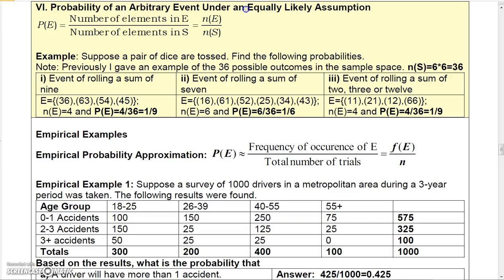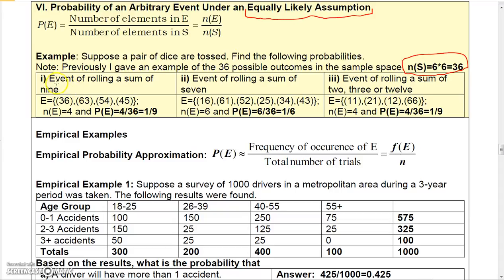Now under normal circumstances, when we toss a single die, we'll assume that all 6 values are equally likely to occur. And if we toss a pair of dice, we'll assume that all 36 possible ordered pairs are equally likely to occur. So let's say we toss a pair of dice. We already know from previous experiments that the number of possible rolls of a pair of 6-sided dice is 6 ways the first die can land, 6 ways the second die can land, so that would give me 36 possible outcomes.